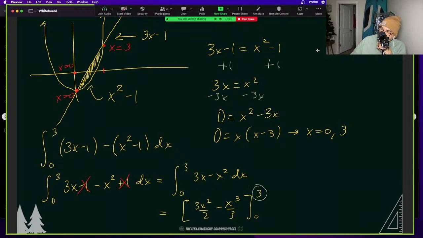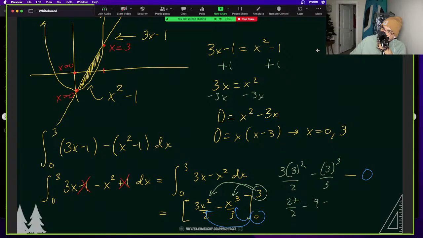All right, and according to the first fundamental theorem of calculus, we're going to plug in 3, and that's going to give us 3 times 3 squared over 2 minus 3 cubed over 3. And then we're going to subtract the value that we get when we plug in 0. And that's just 0, so we're not really going to worry too much about it. So now it looks like we have 27 over 2 minus 9. And so I guess I could just get common denominators, 27 over 2 minus 18 over 2. And this is what everyone got, 9/2.